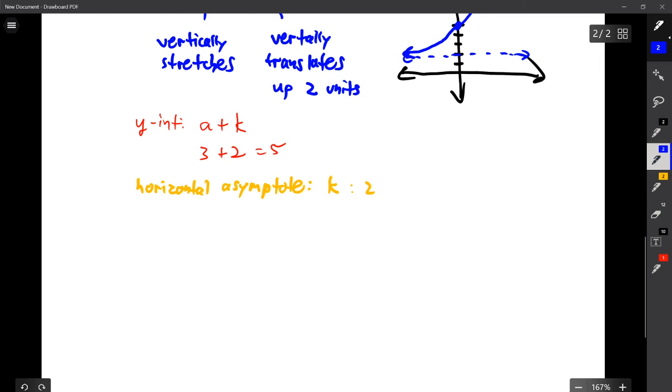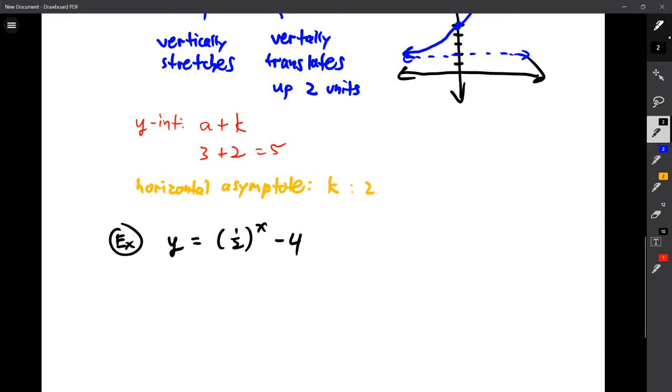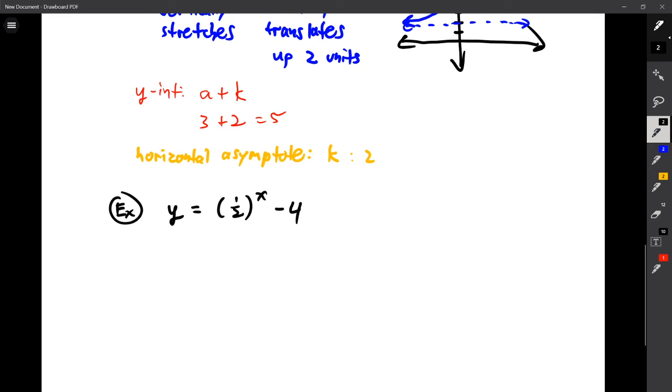Let's look at one where we have decay going on. So let's say we're dealing with y equals 1/2 to the x minus 4. All right. So what do we know? What is a here? A is an understood one, because it's what's out in front of whatever the number is being raised to the power of x. So a is 1. And we also know that k is negative 4.